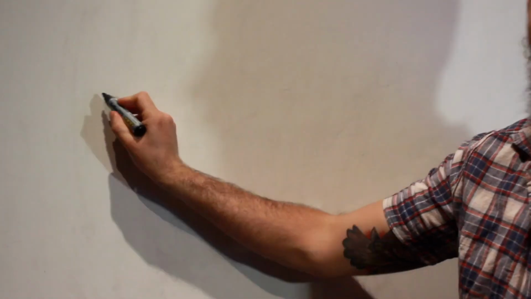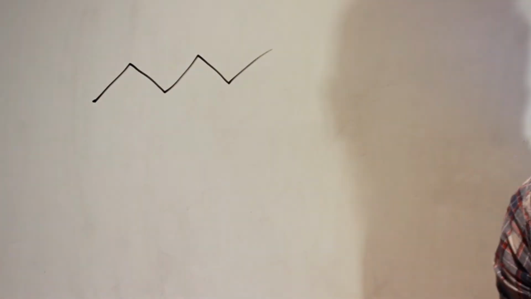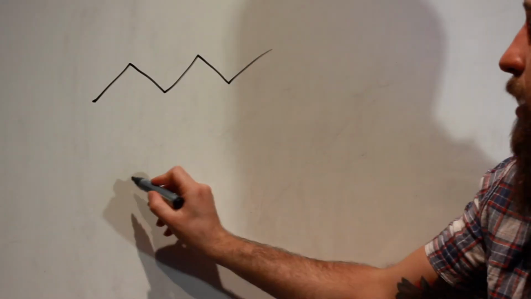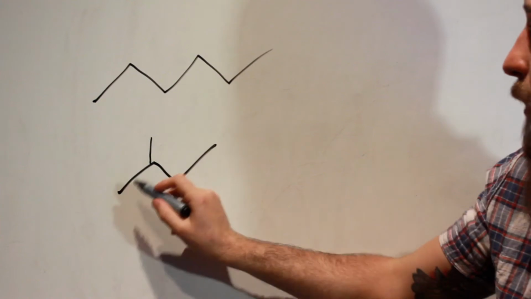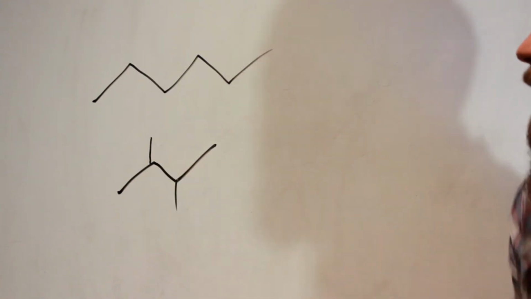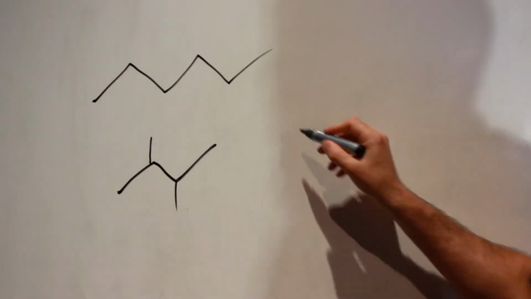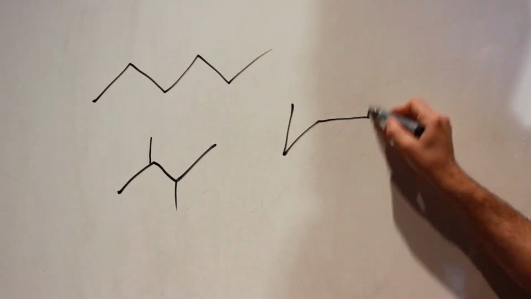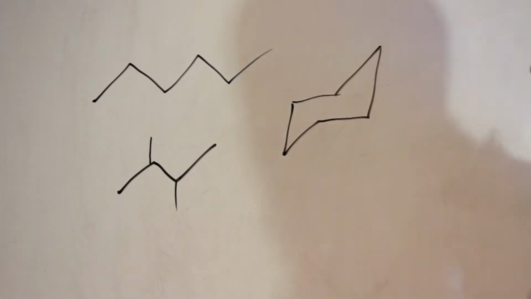So hexane, we've got 1, 2, 3, 4, 5, 6. Then we've got 2,3-dimethylbutane, so our butane parent chain. We've got a 2 and a 3 methyl off of carbon number 2 and carbon number 3. And then we also have our cyclic non-aromatic hydrocarbons. So cyclohexane, where we've got our carbon in a ring like that.